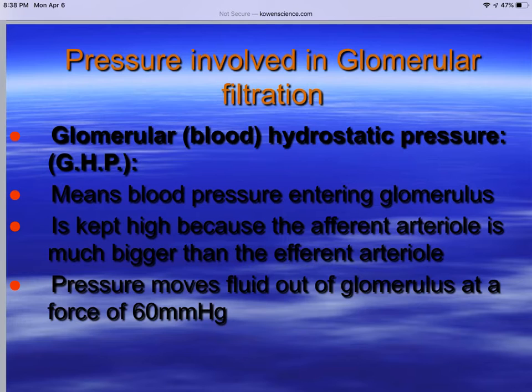The glomerular hydrostatic pressure is abbreviated GHP. It means the blood pressure entering the glomerulus. It should be kept higher because the afferent arteriole is larger than the efferent arteriole. This pressure moves the fluid out of the glomerulus at a force of about 60 millimeters of mercury.